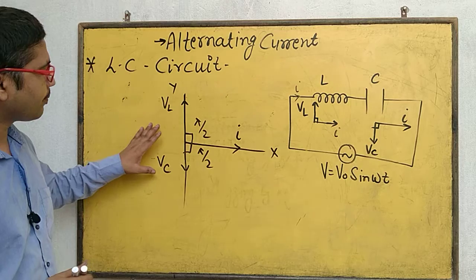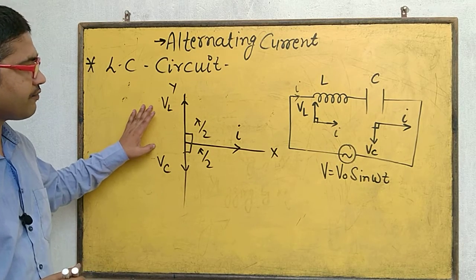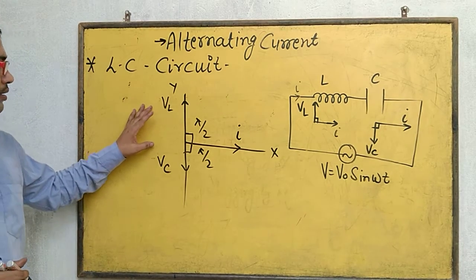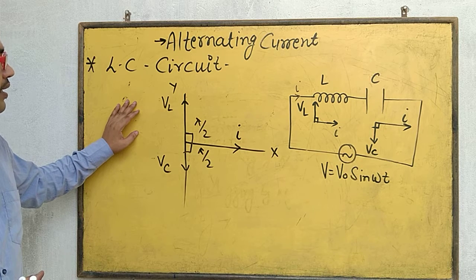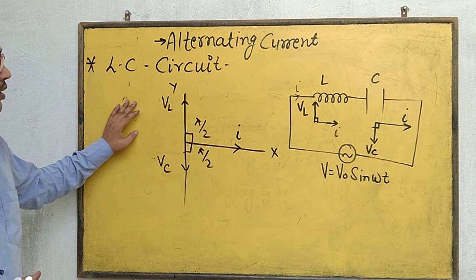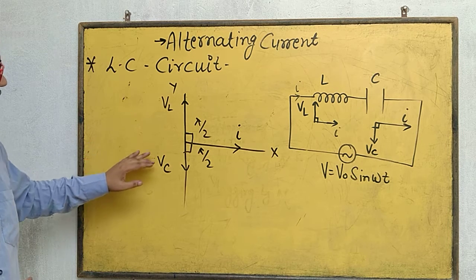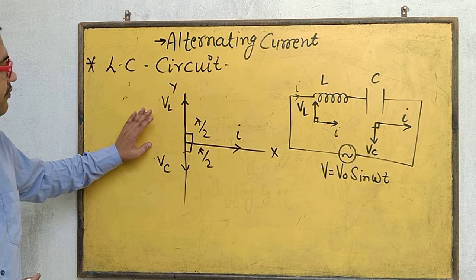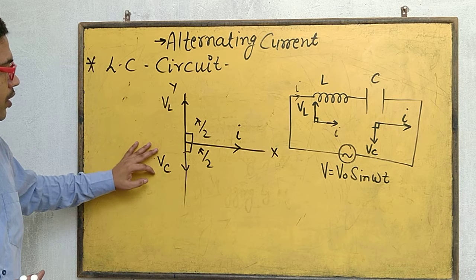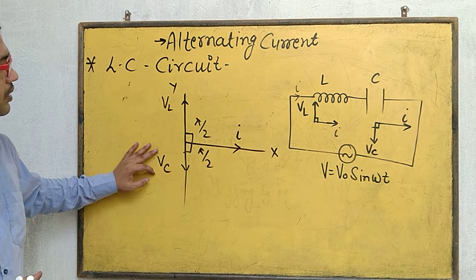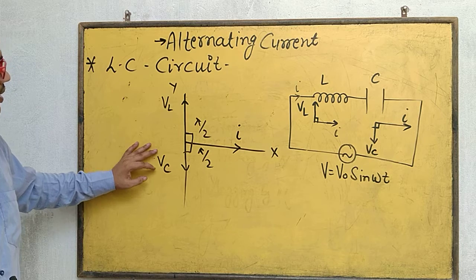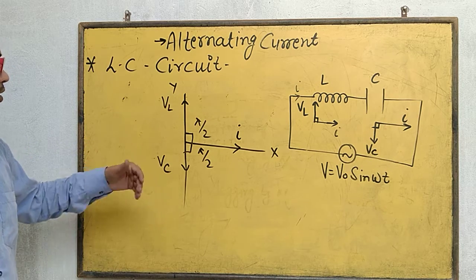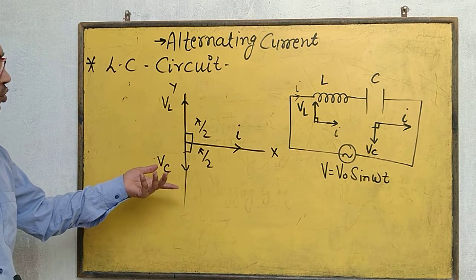This is a very important part for this circuit, and by this diagram we can calculate all the other things like the net impedance of the circuit, the net voltage, then the resonance condition and resonance frequency. So you should draw this in your copy. Now let's see, here we are taking VL and VC as vectors, and by our assumption we are taking VL greater than VC. You can choose VC greater than VL, it is your choice only.